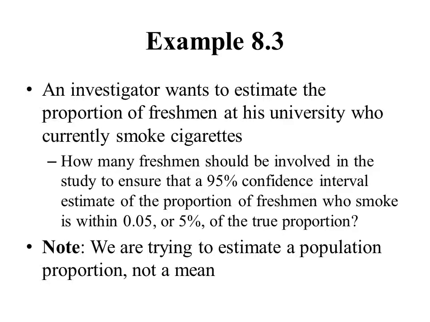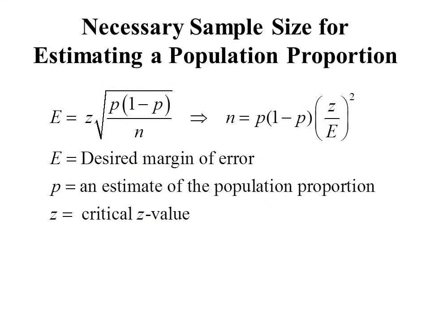Well, again, note that in this situation we're trying to estimate a population proportion, not a mean. And so the formula that we just used in the previous example doesn't apply. So we need a different formula. Now, we're not going to talk at all about where this formula comes from. The book talks a little bit about it, but this is our formula for estimating the necessary sample size when estimating a population proportion. And so here's the formula for the margin of error when calculating a confidence interval of a population proportion. If we solve that for n, we get this formula right here.